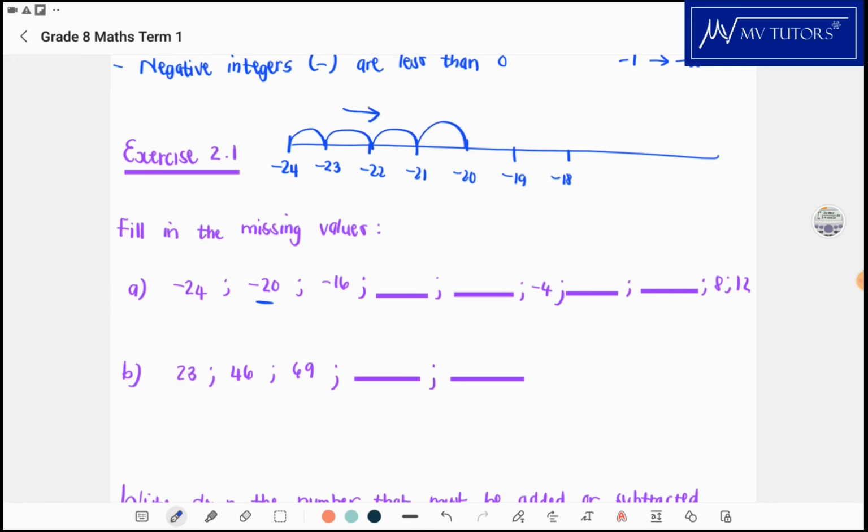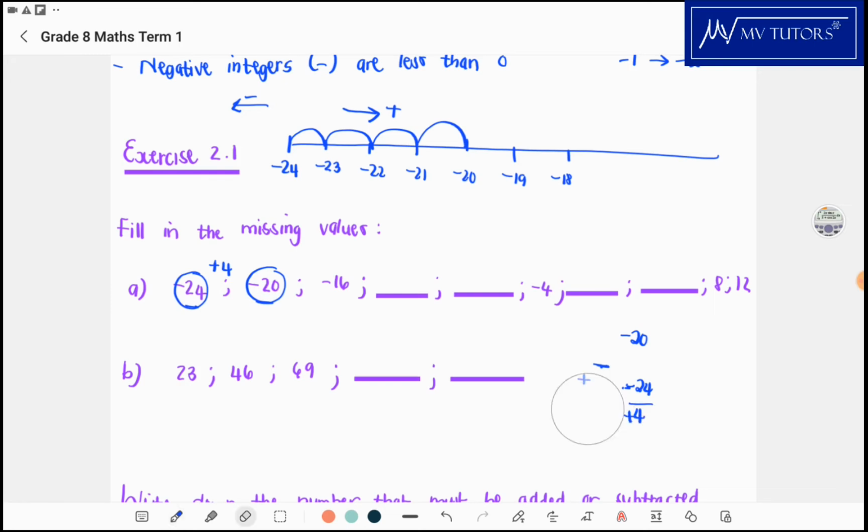Because I'm moving to the right, I'm adding. If I were moving to the left, I would be subtracting. So I'm adding 4 in order to go from -24 to -20. If you wanted to do the sum itself, you would take this term, -20, and subtract -24. We're going to learn that if you have a negative and a negative, like -20 minus -24, this minus and that minus turn into a positive. So I'm actually saying -20 plus 24, or it's like saying 24 minus 20. I'll be left with positive 4.